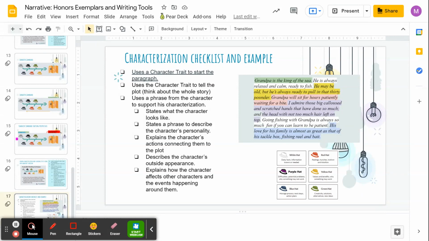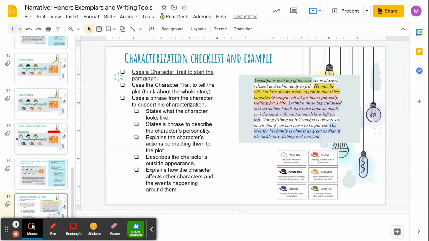So here's your checklist as you write your paragraph. Start off by using a character trait to start the paragraph. Second, use the character trait to tell the plot. Think about the entire story. Connect your character to the actions that are happening before and after this moment in your narrative. Use a phrase from the character to support his characterization. Of course, you can always use dialogue to help along the characterization.